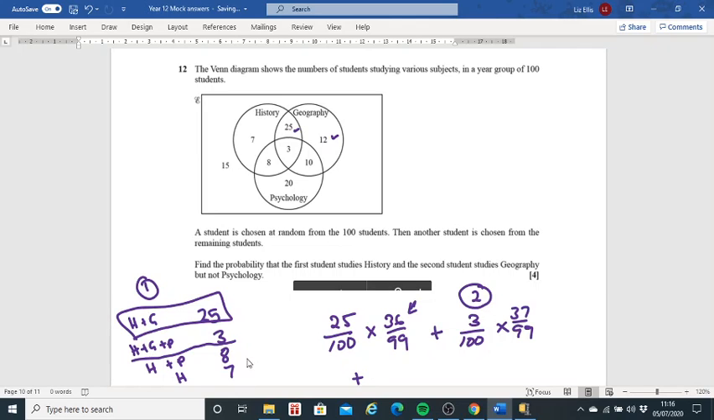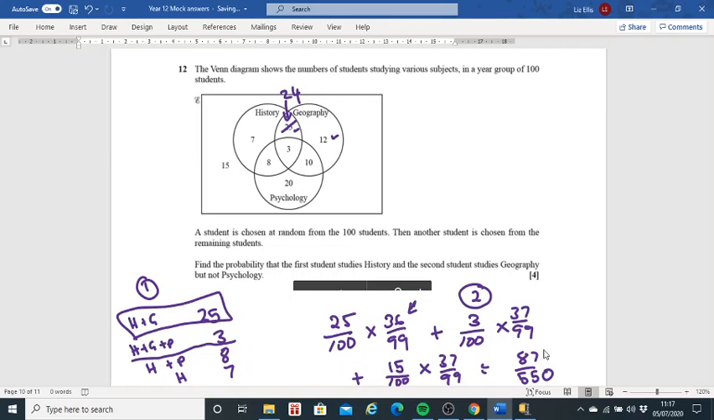These two we're going to lump together because they've got nothing to do with geography. So let's call them 15 over 100. Times by, and once again, how many have we got? 37 over 99. So the biggest mistake you guys make is you forgot that this guy here, if you study history and geography, could have been the same person. So I've got to take one person away. It's like saying, basically, what I've done is instead of making this 25, I've made this 24, because here is one of those students that fits into that category. Multiply and add, and that gives me 87 over 550.